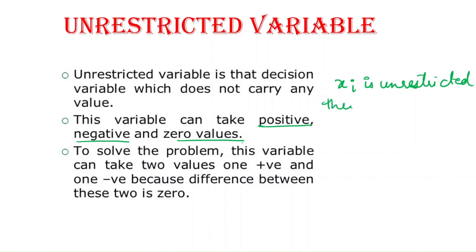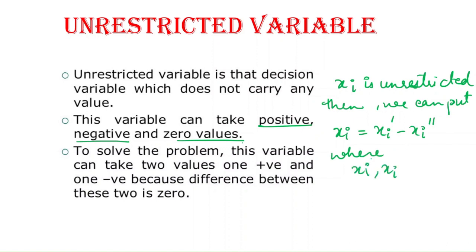then we can put xi as xi dash minus xi double dash. This is not the derivative. We are not talking about the first derivative, second derivative. This is just a notation, and where xi dash and xi double dash are both greater than or equal to 0. So let's consider some questions related to this.